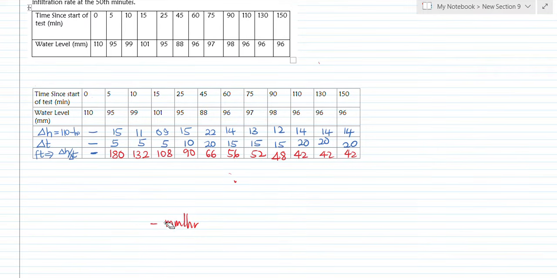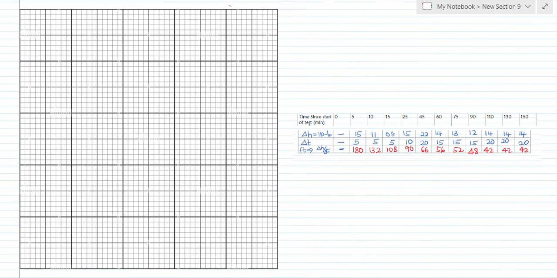Now, we know that we plot infiltration on the y-axis and time on the x-axis. So I brought the data that we had here. We'll plot our infiltration here, with the unit in millimeters per hour, and we'll plot our time here, which is in minutes.